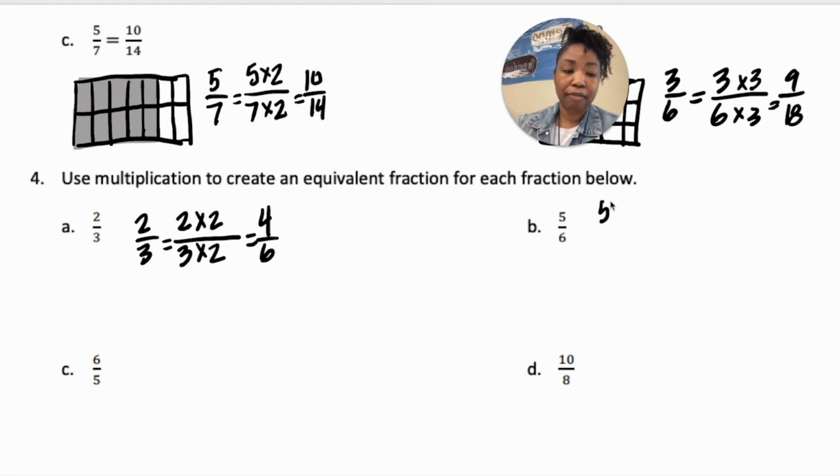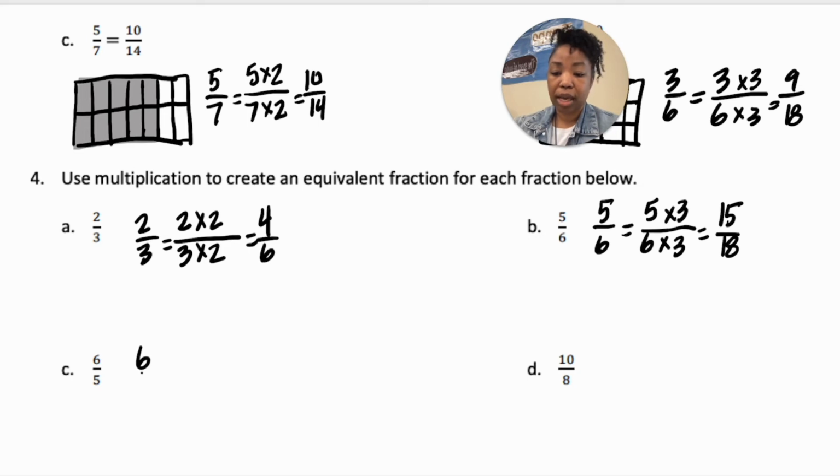For B, we have 5/6. What I do to the top, I do to the bottom. Let's multiply them both times 3. That would give me 15/18. For C, we have 6/5. And you can choose any number to multiply them by, so long as what you multiply the top by, you multiply the bottom by. We could even choose 5. I'm going to multiply top and bottom by 5, which will give me 30/25.